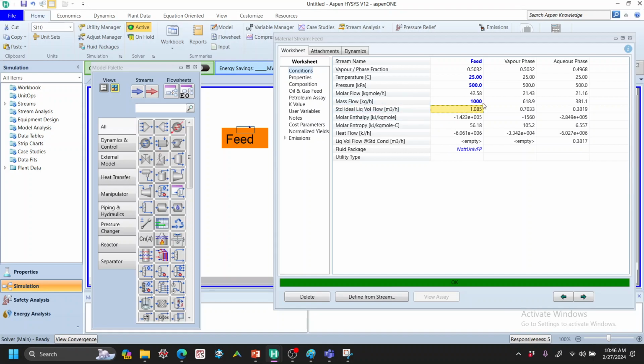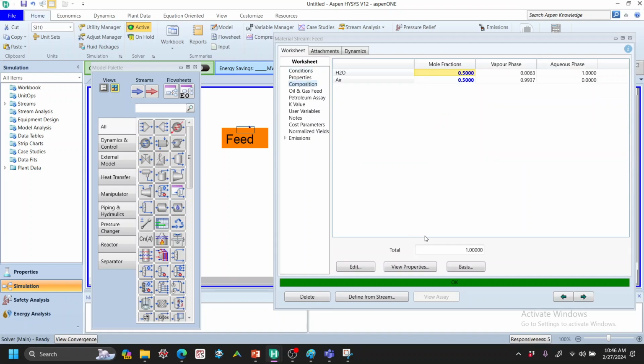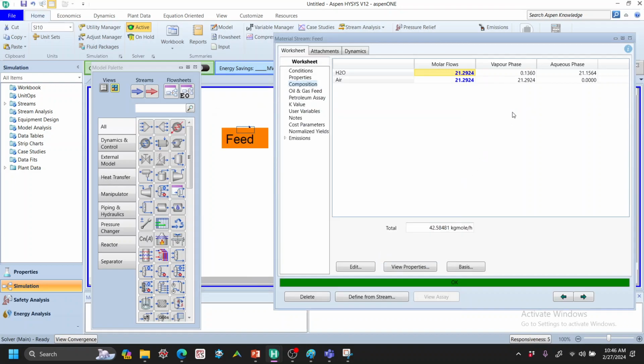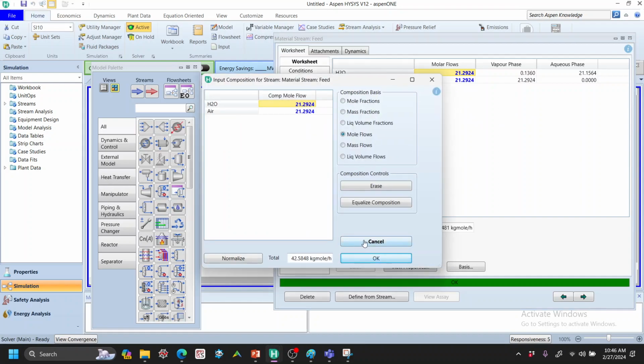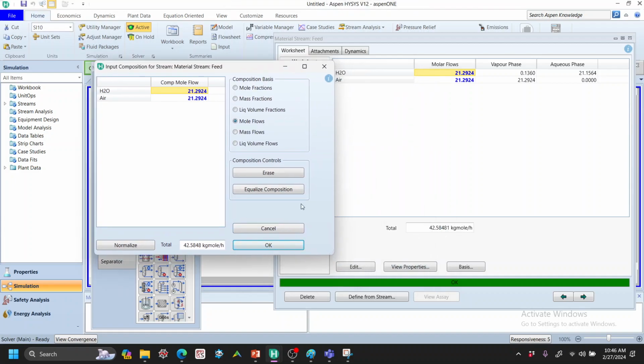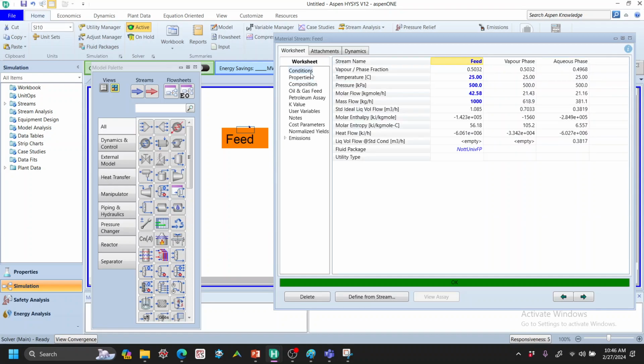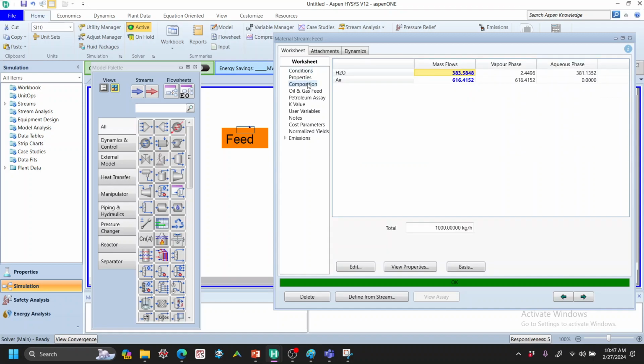Once we specify that, we can see how much is which. You can see in composition, and then you can edit this into mole flow, for example. And you can see it's about the same mole flow, 21 and 21. The total mole flow is 42, and that's 1000. You can see mass flow: you have already 600 kilograms of that is air, and the remaining 400 is water. So you have a huge amount of air.